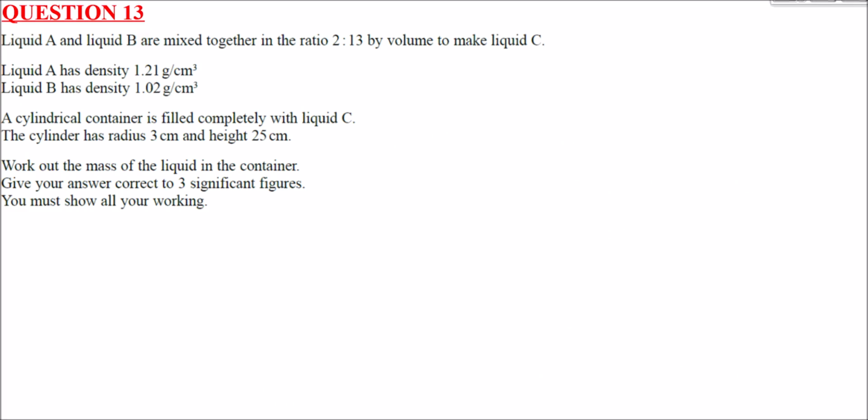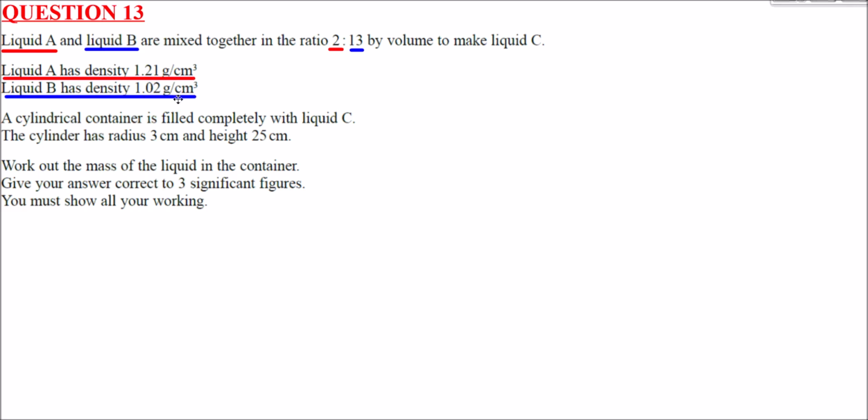Question 13, we've got 2 liquids, A and B, that are mixed together in the ratio 2 to 13 by volume, not by mass, but by volume, to make liquid C. So liquid A is 2 parts to every 13 parts of liquid B. We're then told the corresponding densities of A and B. So A has a density of 1.21 grams per cubic centimetre, and liquid B has a density of 1.02 grams per cubic centimetre.